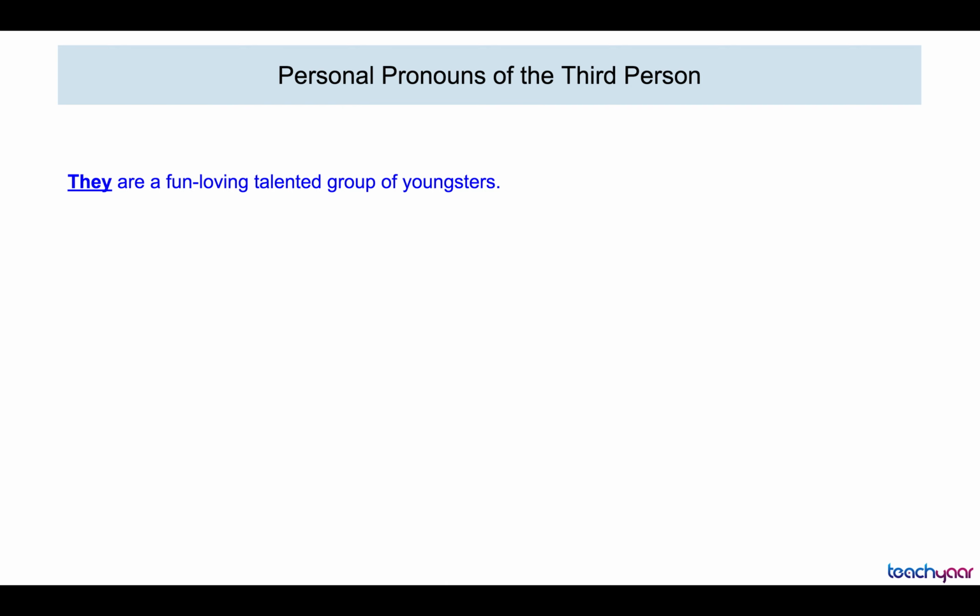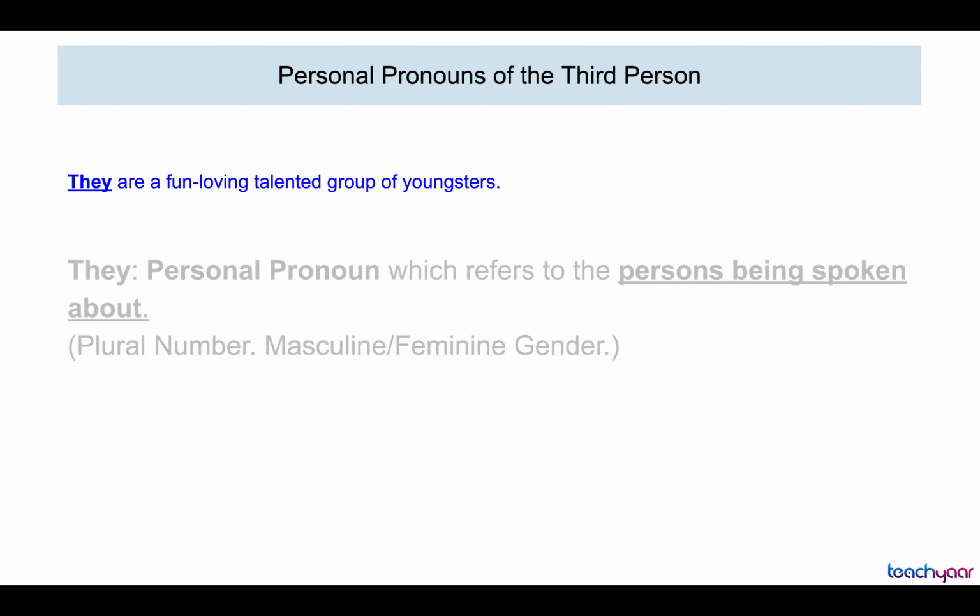So now first of all, when you read the sentence you should observe. So first of all, a talented group of youngsters. So it is more than one, so it is plural. Now youngsters, they may be boys or they may be girls. So it can be for feminine or masculine gender. And we are using the pronoun they.